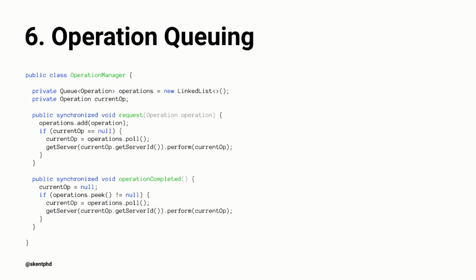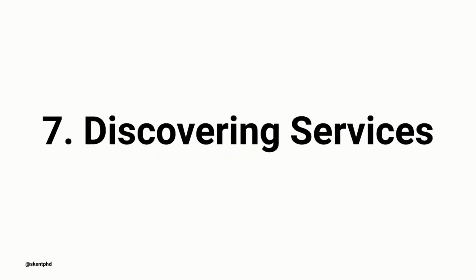And then the code inside the request method and the operation completed method: in the request method, it adds the new operation to the end of the queue and then checks if it should start the queue running. And in operation completed, it nulls out the current operation and says, if there's another operation waiting, you can now start that one. This in itself is a little big for a slide, but this is not a big class for an application. So it's not too difficult to get this queuing structure set up. It's just difficult to know that you have to.